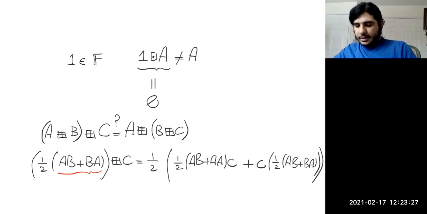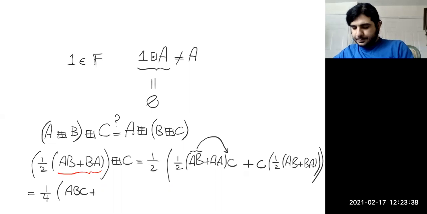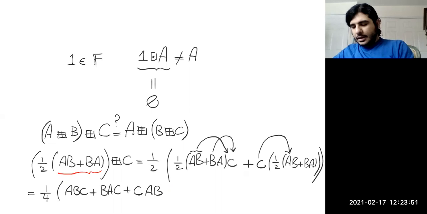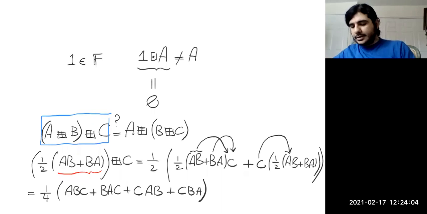Now, if we simplify this a little bit, it's equal to 1/4. Here we have AB times C, so we get ABC plus, sorry, the second thing here is BA, BAC, and then we have CAB, and then we have CBA. So that's the result of first adding A and B and then C.